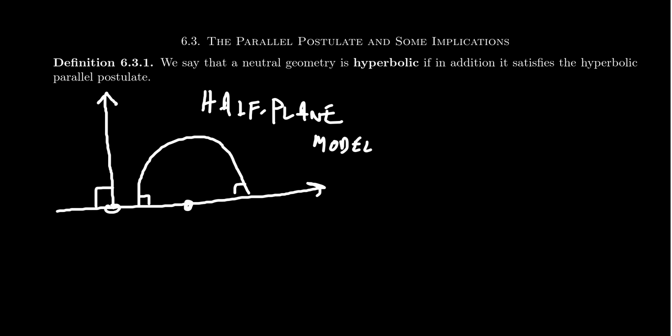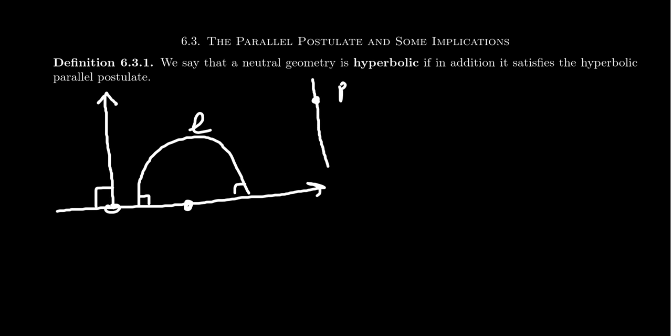And so with this half-plane model, we can actually talk about parallel lines. If there was a point, say right here, P, and this is our line L, we can actually find lots of parallel lines. One of them would be this ray here. Another one might just be a semicircle. We could get something like maybe the following.